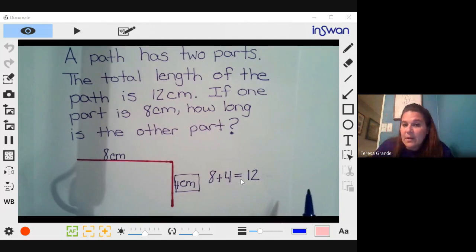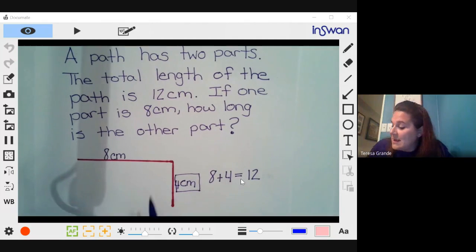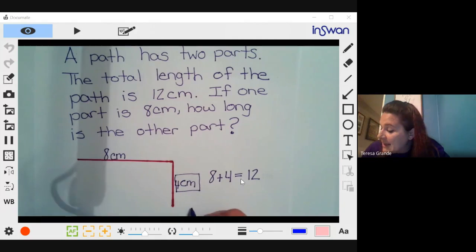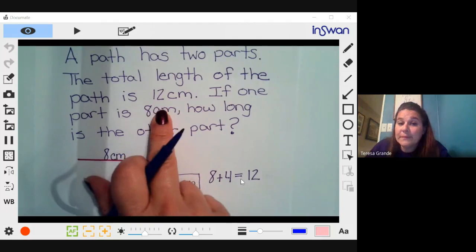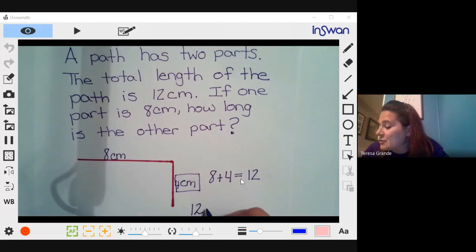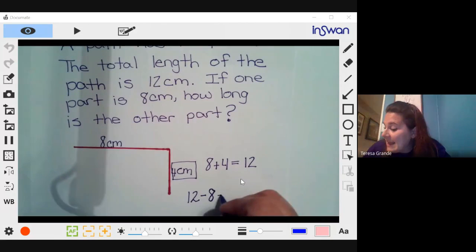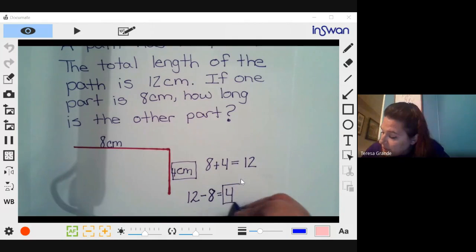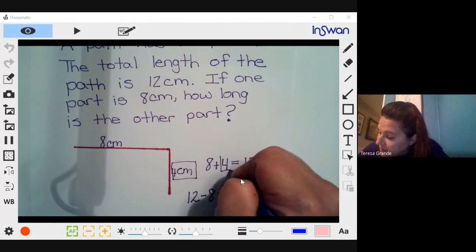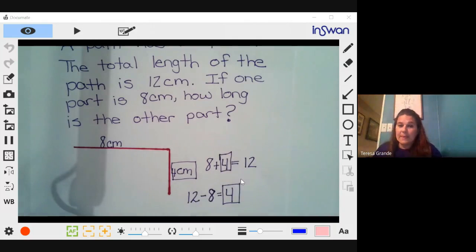Another way that we can do this is you can take 12, because that's the total, and you can subtract 8. So 12 minus 8 equals 4. Here's your 4 here, and here is your 4 here.